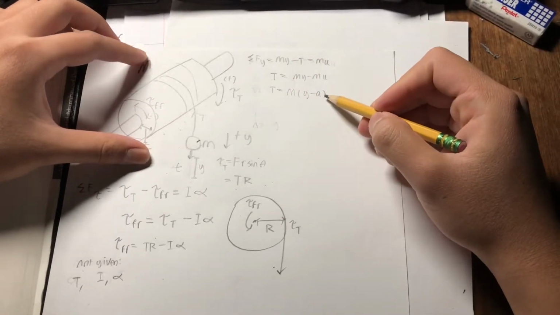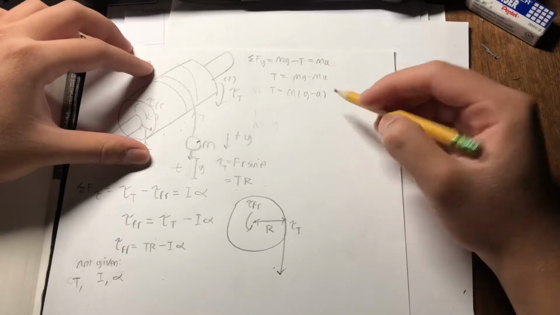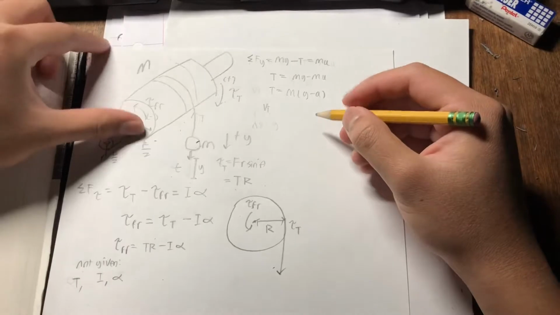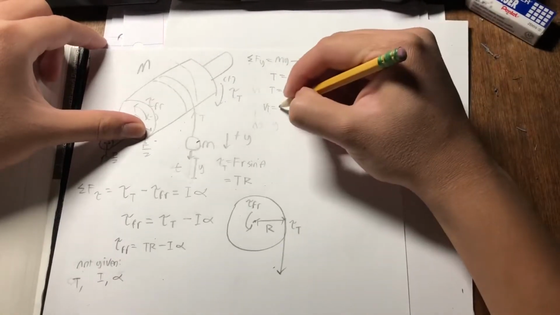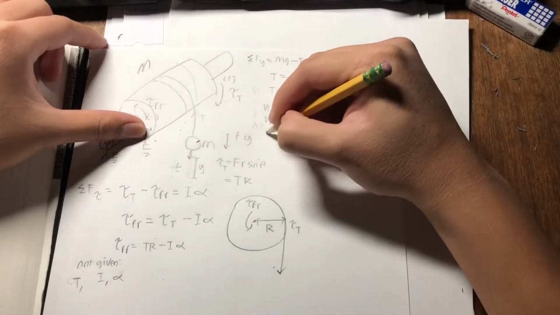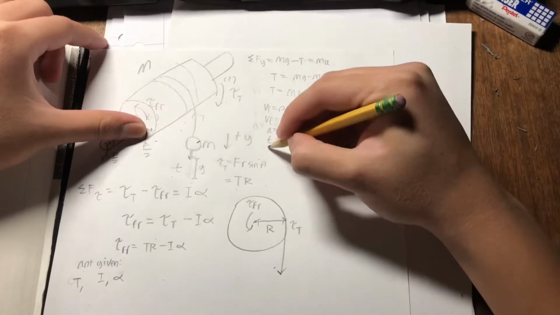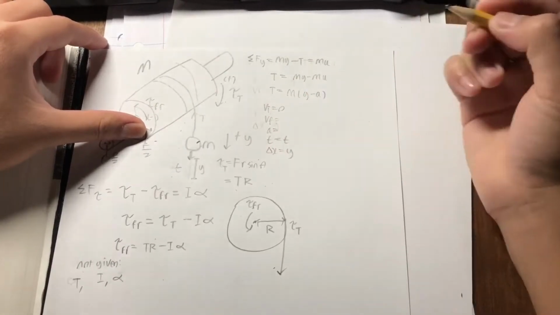a is still not given, so we are going to need to find what a is. Luckily, we can just use kinematics since we are given enough information. Initial velocity is 0. You don't know final velocity. Acceleration is unknown. That's what we're solving for. Time is given as just t, and displacement is given as y.